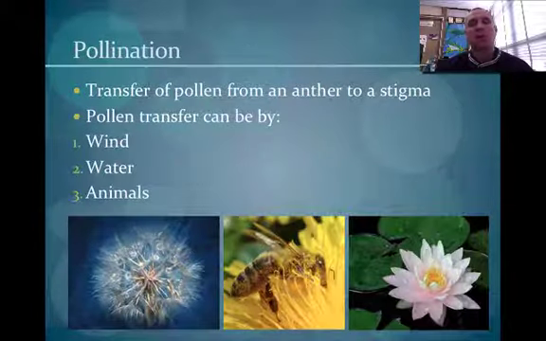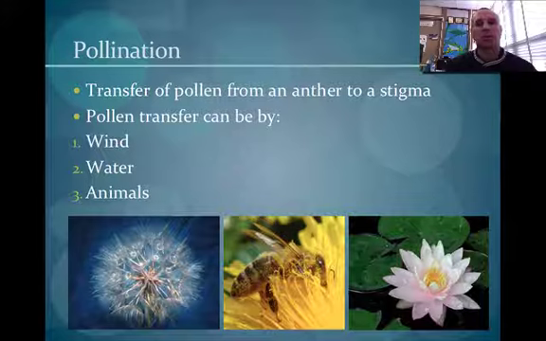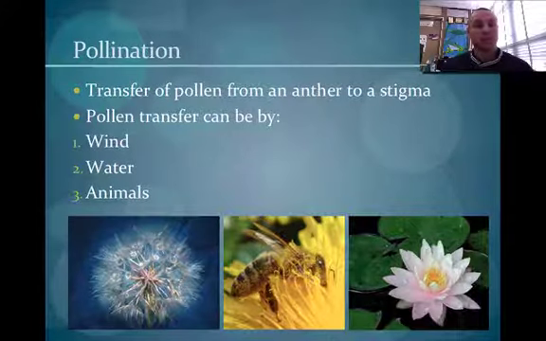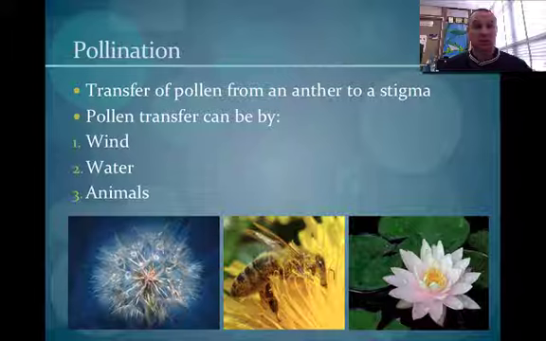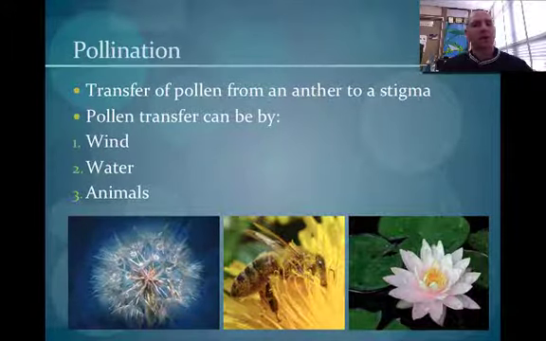Now, pollination is simply the transfer of pollen from an anther to a stigma. And pollen transfer can occur in basically 3 ways. It can occur by wind, such as the dandelion down here at the bottom. It can occur in the water, actually sperm swimming through the water, such as the lily pads down here. Or it can occur by animals, bees, hummingbirds, etc.